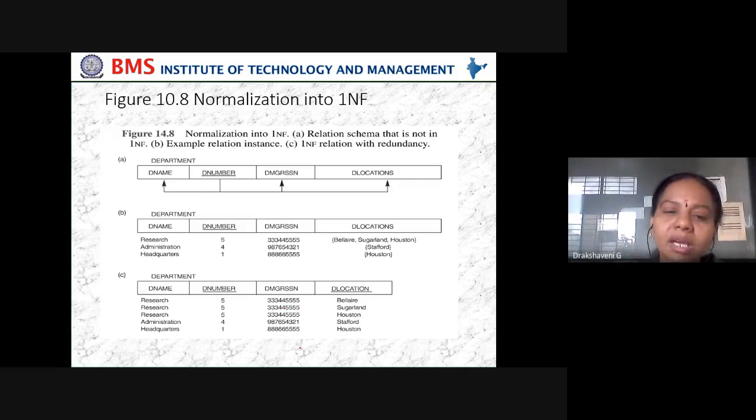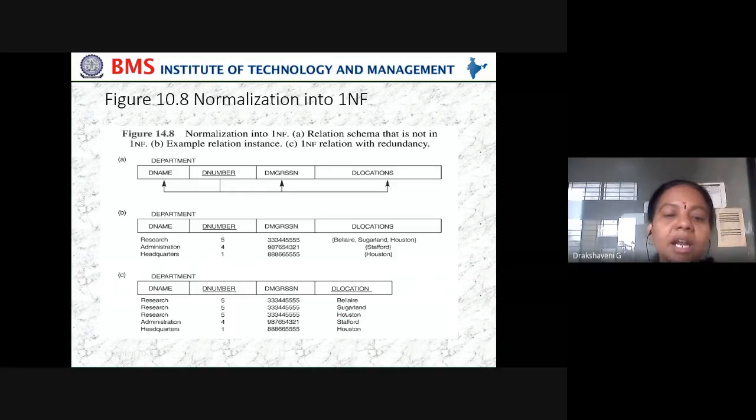So how to make this table into a first normal form? Break this table. Break it into department number, D name, and manager as one table, and D number and D location as one more table. Then we can reduce the redundancy in the department table.